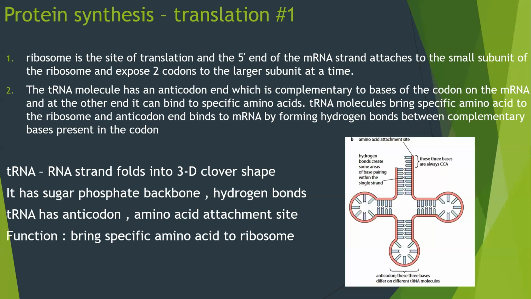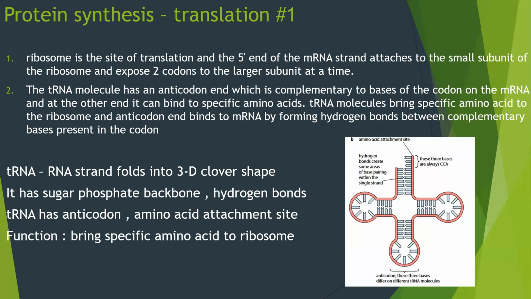So each tRNA molecule will only bind to a specific amino acid. So the codon which is exposed is complementary to a specific anticodon. That means the mRNA will be calling for a specific tRNA molecule to come to the ribosome, and that tRNA molecule will bring a specific amino acid. So you could say that the codon brings a specific amino acid to the ribosome. The tRNA molecules bring a specific amino acid to the ribosome, and the anticodon can bind to the mRNA by forming hydrogen bonds, because the anticodon and codon have complementary bases.